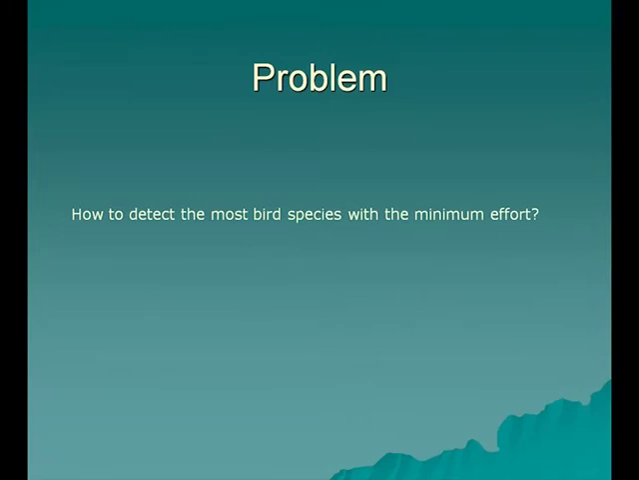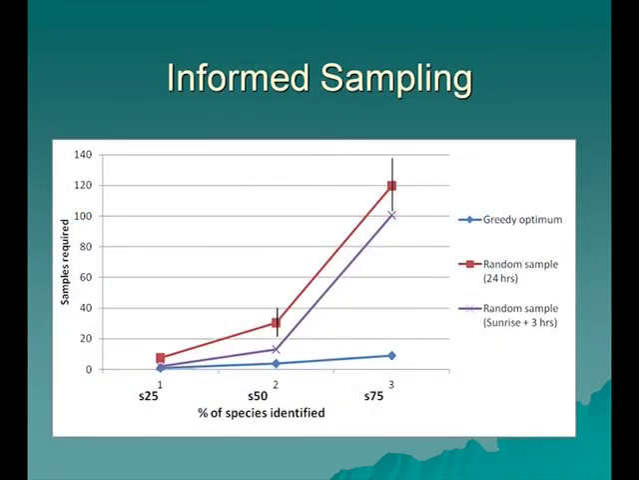So coming back to the problem again, how to detect the most different bird species with the minimum effort. Let's just concentrate on getting 75%. S25, S50, S75 means the number of samples required to get 50% of the identified species. So it's like a half-life value for radioactive decay: it's the number of samples to get 50% of species. Let's forget 100%. Jason thinks that we should be going for 75%, and that's not a bad deal.